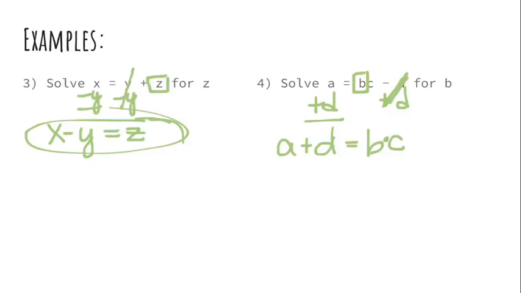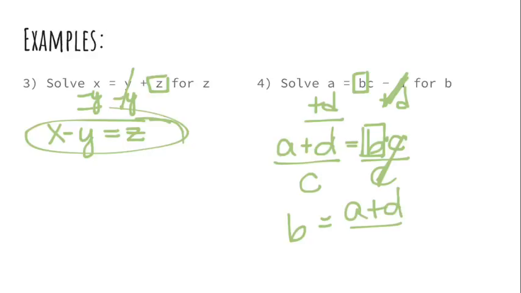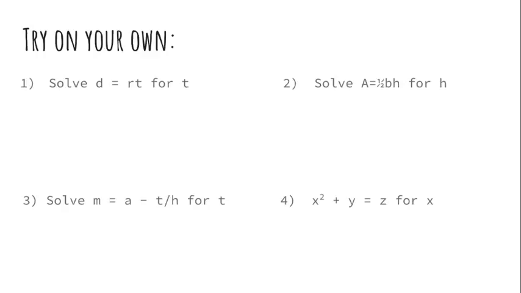I want to get b by itself. So I'm going to divide by c. I'm going to divide that whole side by c. There's no like terms to combine, so I'm just going to flip this and say b equals a plus d over c. And I'm done. When you solve these equations, always make sure you're solving for the variable that's asked, and then make sure you're following just the same rules that you know from solving regular equations.